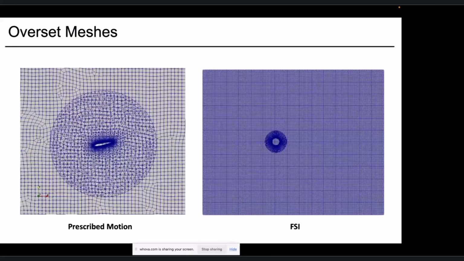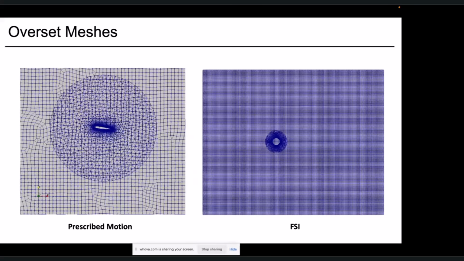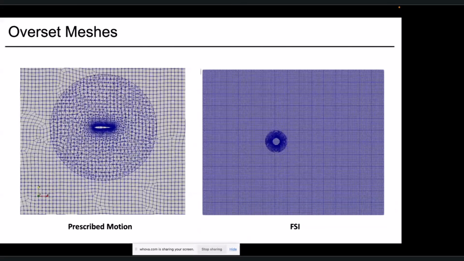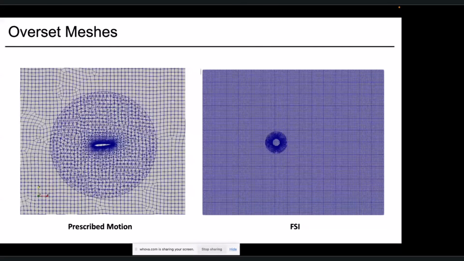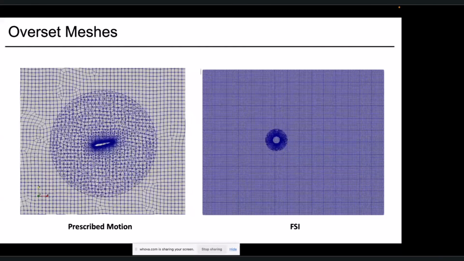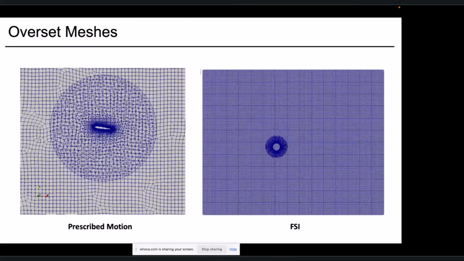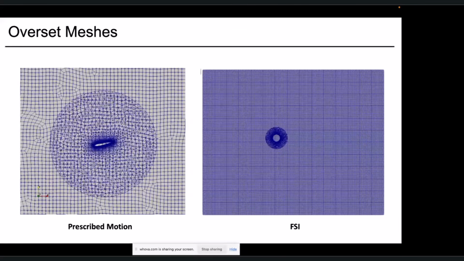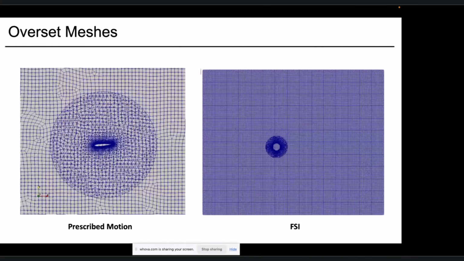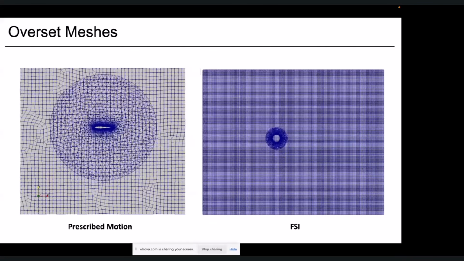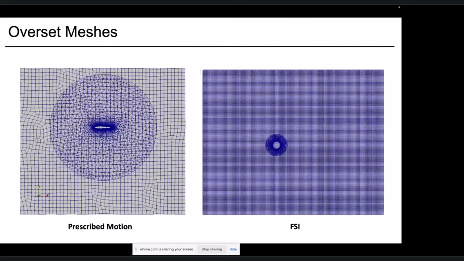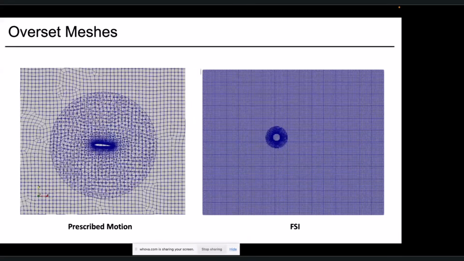That is another advantage: if we need to accommodate a very complex geometry, we can mesh only the overset region around that complex geometry with a lot of accuracy, while the background Eulerian mesh can be just a rectangular structured mesh created using the blockMesh utility. This saves a lot of time while preparing the meshes, and it is also helpful to maintain the mesh quality.